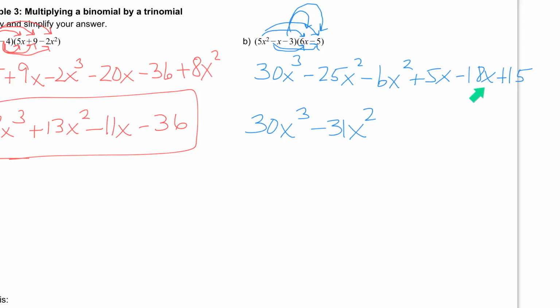Then I have my x's. I have a 5x and a negative 18x that I can combine together, which is negative 13x. And then I have my constant at the end, which is positive 15.